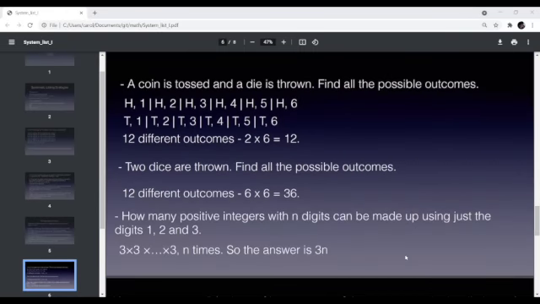A coin is tossed and a die is thrown. Find all the possible outcomes. I'm not going to read this either for the sake of time, but there are 12 different outcomes, which is 2 times 6 equals 12.